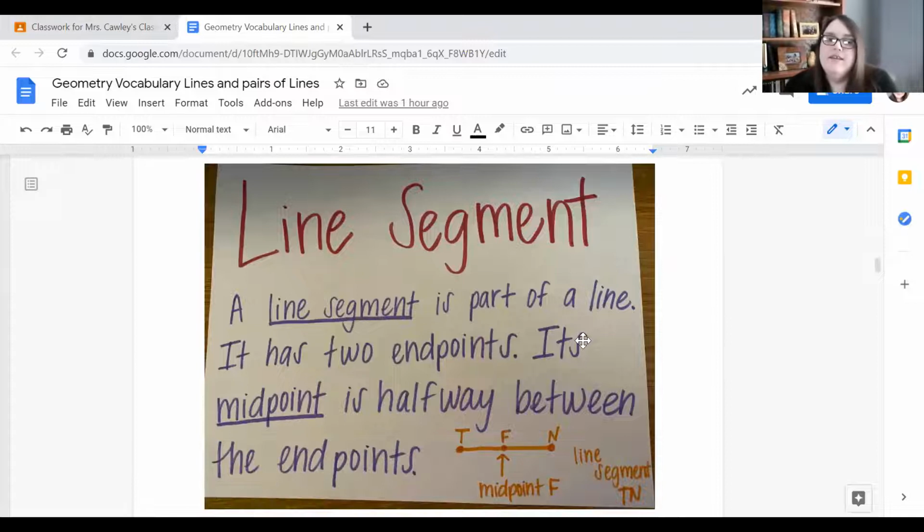Line segment. A line segment is part of a line. It has two endpoints. Its midpoint is halfway between the endpoints. Okay, so here's my line segment. Okay, see how there's two points at each end of the line? And right here, right in the middle is my midpoint. Okay, so you can think of midpoint as middle. Might help.